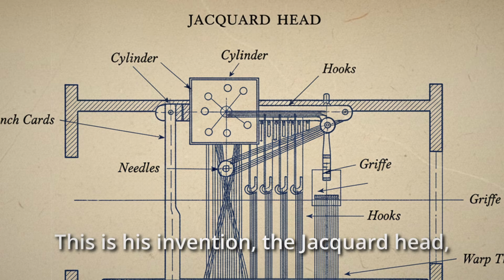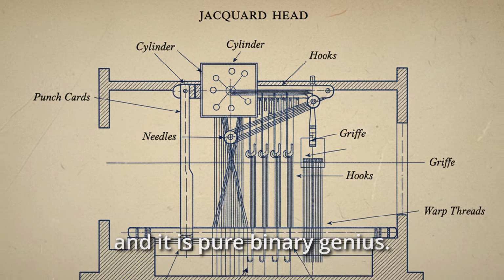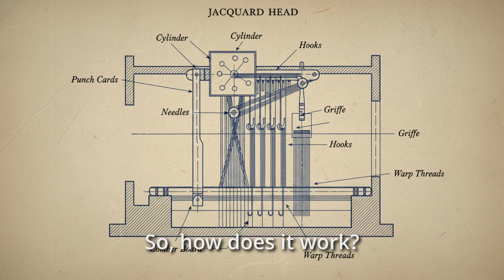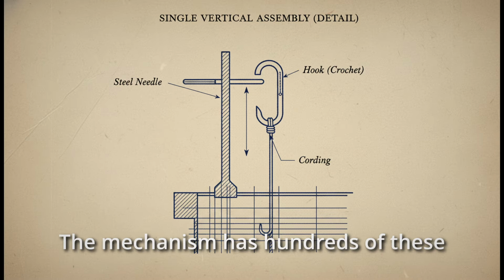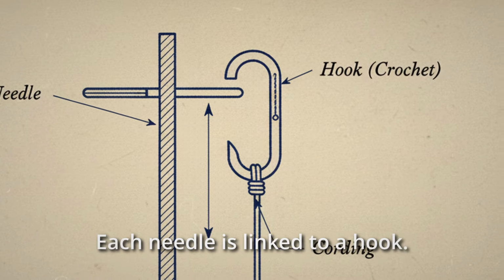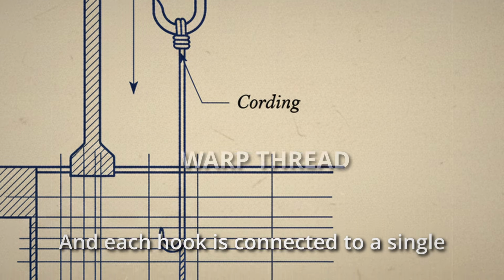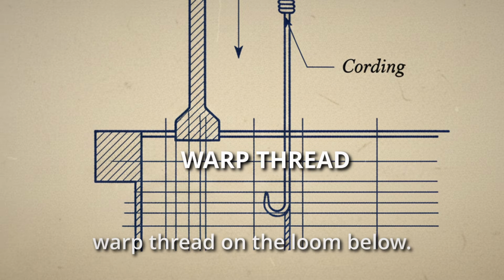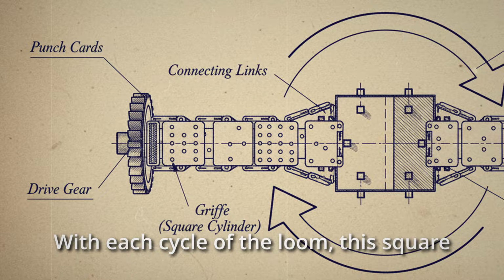This is his invention, the Jacquard head, and it is pure binary genius. So, how does it work? Let's reverse engineer the code. The mechanism has hundreds of these upright steel needles. Each needle is linked to a hook, and each hook is connected to a single warp thread on the loom below. Now here's the program, the chain of punch cards.